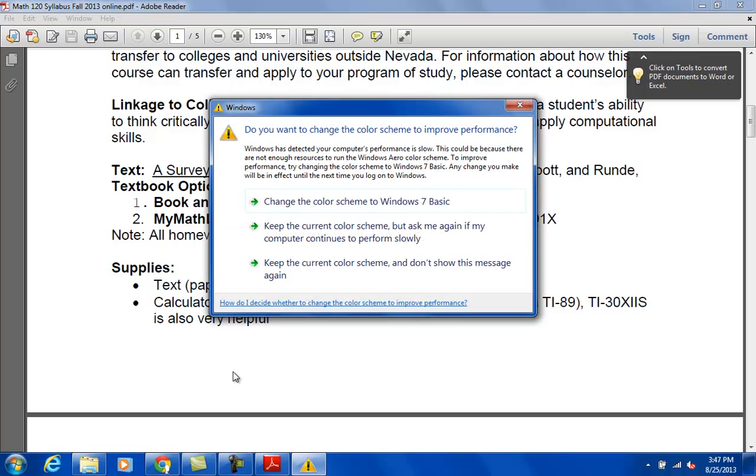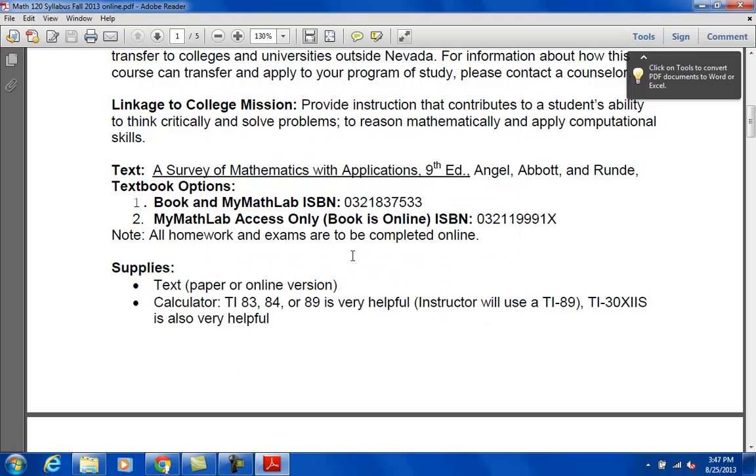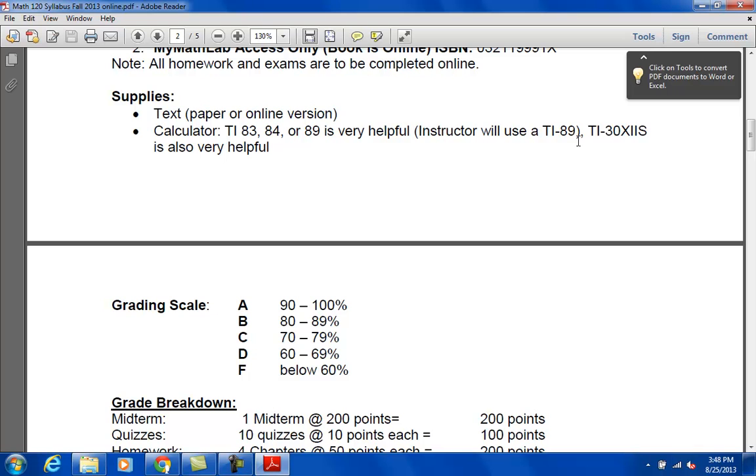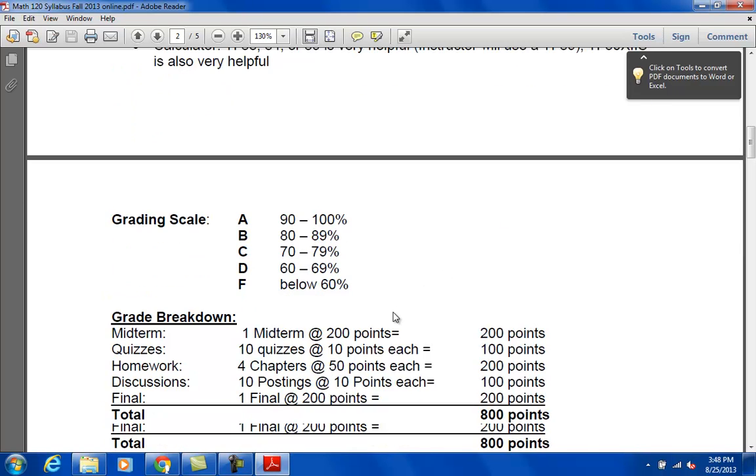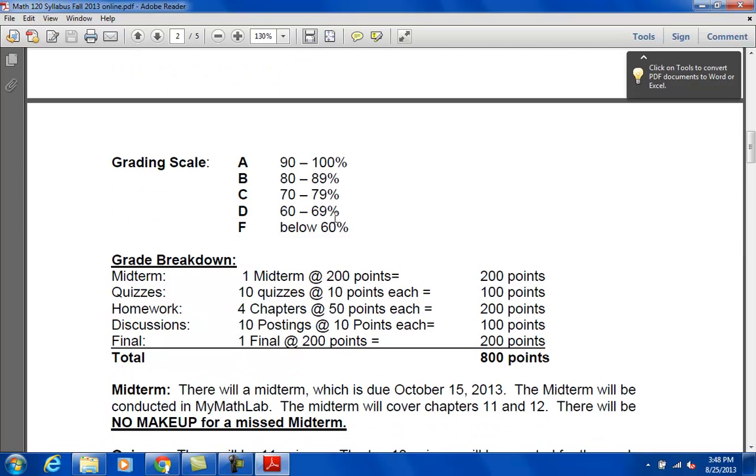Calculator: now it's your call on the calculator you're going to use. You can use a TI 83, 84, 89. I like all those. You can also get by with a TI 30 X2S. I've used those. They're great machines as well. I'm not as familiar with other brands, but these are the type I like. I'll be using a TI 89 mostly. Grading scale: A, B, C, D, F, so pretty standard there.